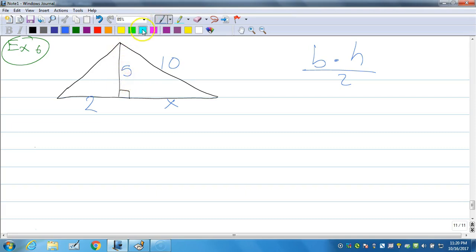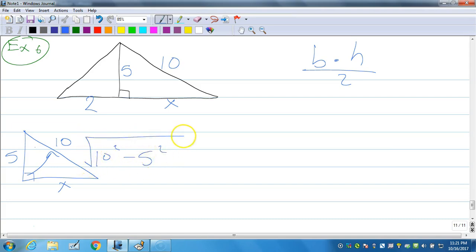Remember, all we care about right now is this triangle. So we can find out what x is, right? I'm going to redraw it. If you don't have to redraw it, don't do it. Just do it all there and be done with it. That's 5. That's 10. That's x. Do you have the c? Yes. That means you're going to subtract 10 squared minus 5 squared. Take the square root.